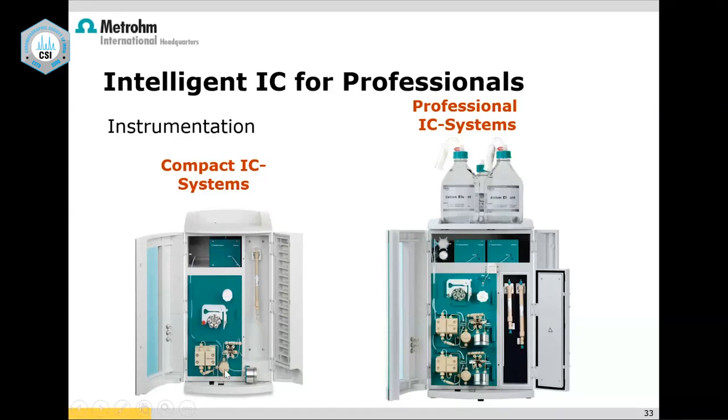This is the purge valve. This is the suppressor. This is the column. This is the detector. And you see a space on top. We call it an eluent organizer, where you house the bottles like this. And here also you have two pumps, two columns, two detectors, and one suppressor.